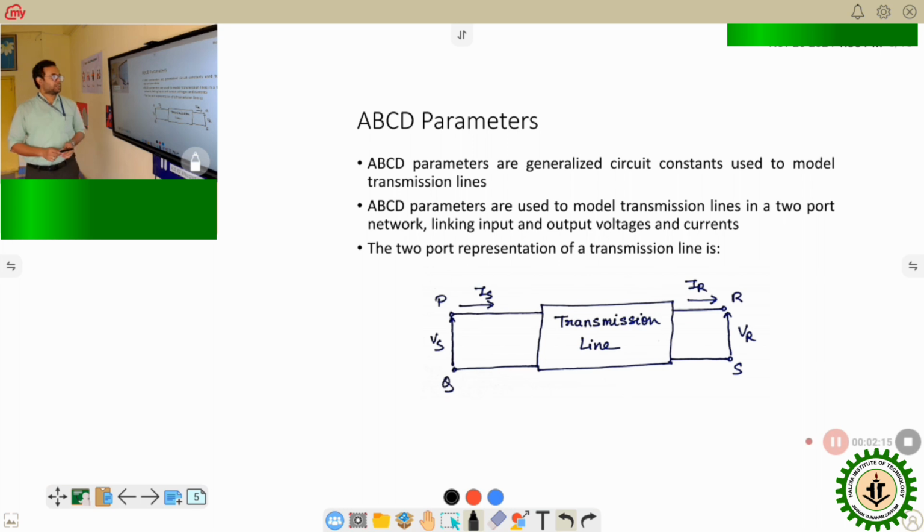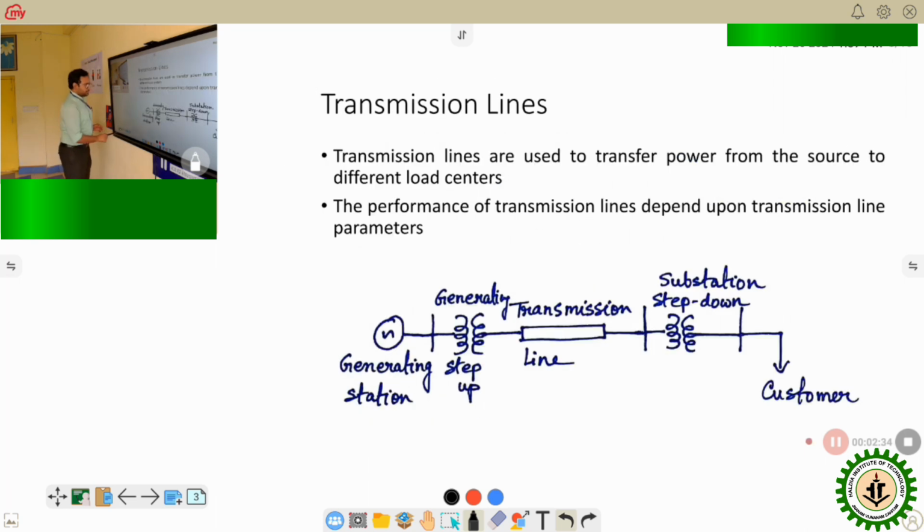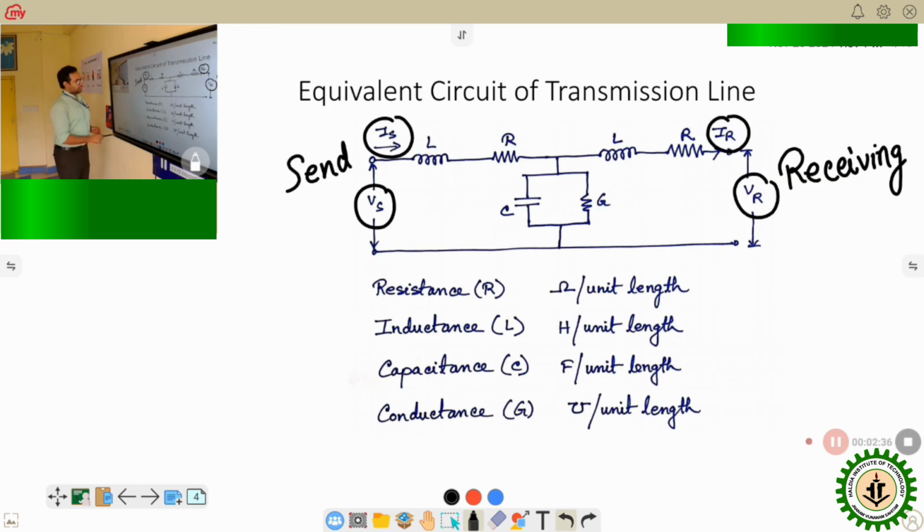Now, what are ABCD parameters? The ABCD parameters are generalized constants or generalized circuit constants which are used to model transmission line. The ABCD parameters are used to model transmission lines in a two-port network linking the input and output voltages and current. As in the previous diagram, we have seen that this is the sending end and this is the receiving end.